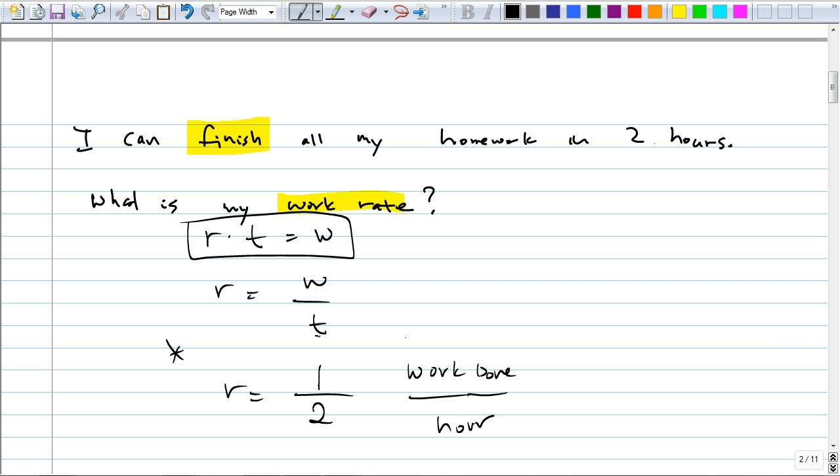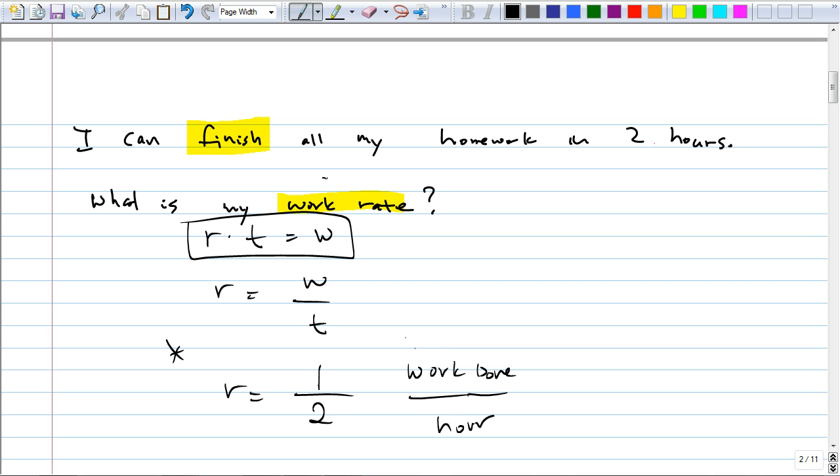What if you only work for 1 hour? How much work would you have finished? Well, plug into the formula. Rate times time equals work done. 1/2 times 1. What's that? Half. How much work would you have finished if you only work for 1 hour? Half of the work. 50% of the work we've done. Do you see how the work rate works?